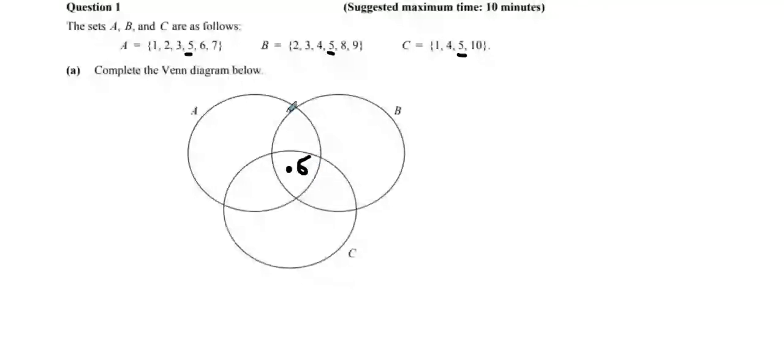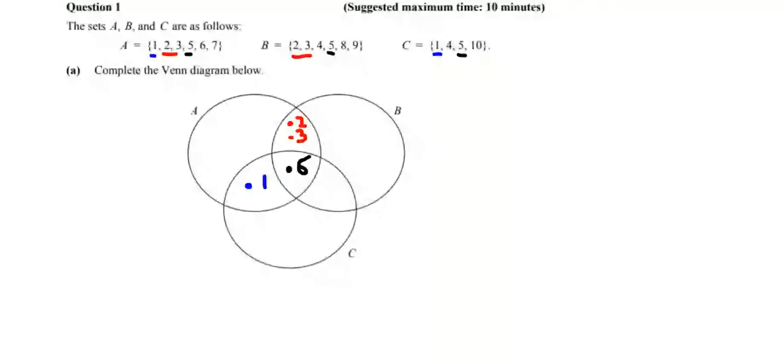Okay. Then what do A and B have in common? Well, I see 2 and 3 here. I see 2 and 3 there. So maybe we can put 2 and 3 in there for A and B. And what do A and C have in common? I think A and C have the number 1 in common. So there we go. 1.